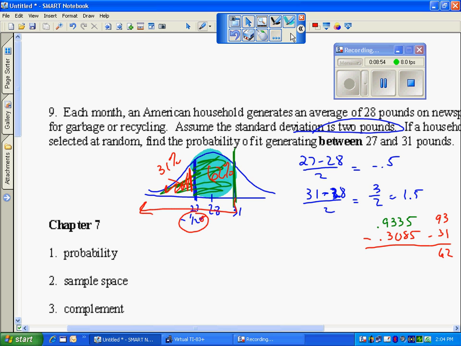So that's how you find area between, and the previous problem was finding area to the right. So that's a review of Chapter 6. It's reading the table and knowing what a z-score is. Chapter 6 comes from looking at a single observation.